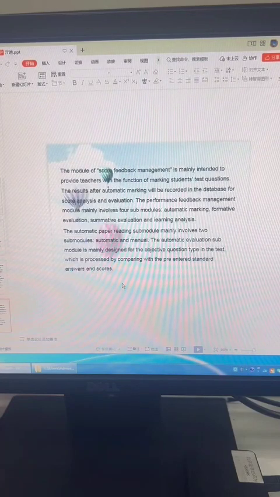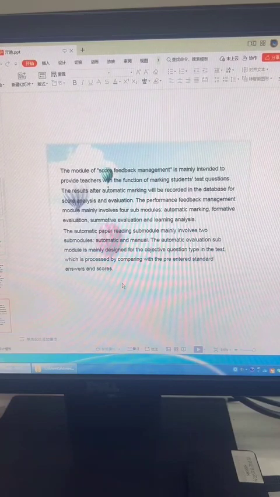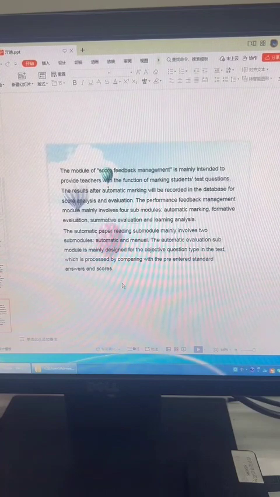The module of score feedback management is mainly intended to provide teachers with the function of marking students' test questions. The results after automatic marking will be recorded in the database for score analysis and evaluation. The performance feedback management module mainly involves 4 sub-modules: automatic marking, formative evaluation, summative evaluation, and learning analysis.